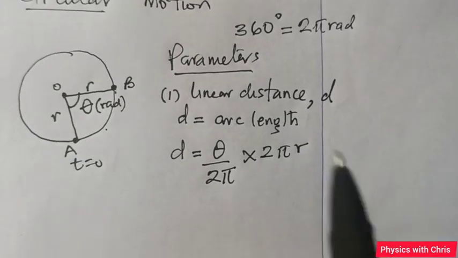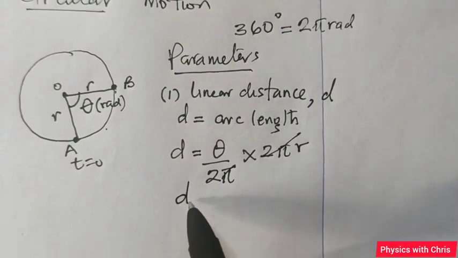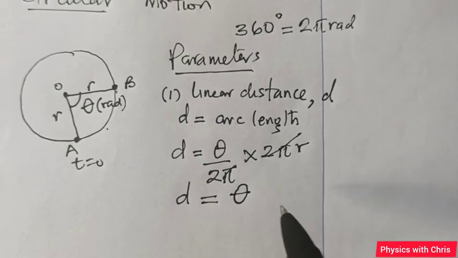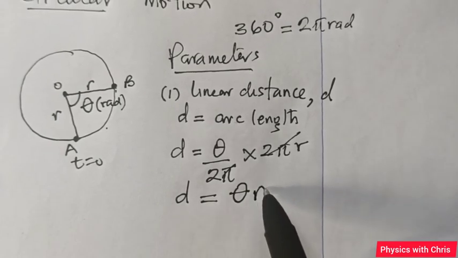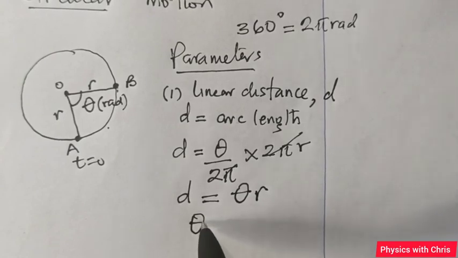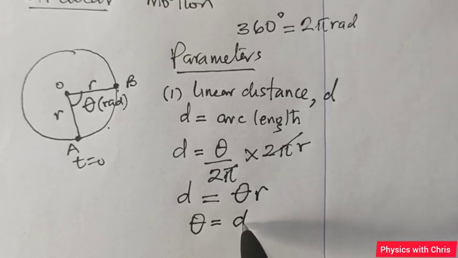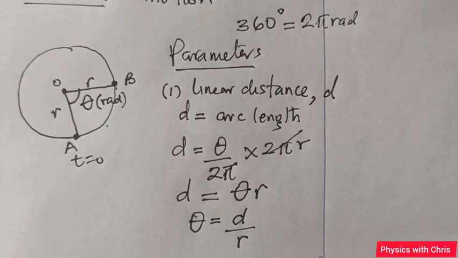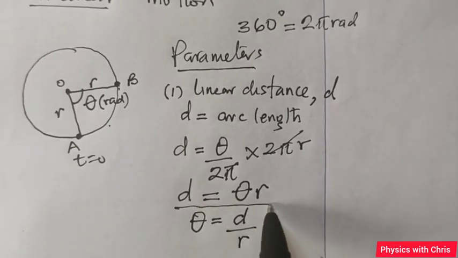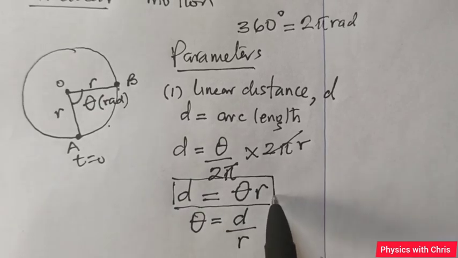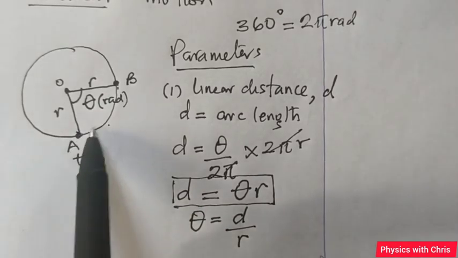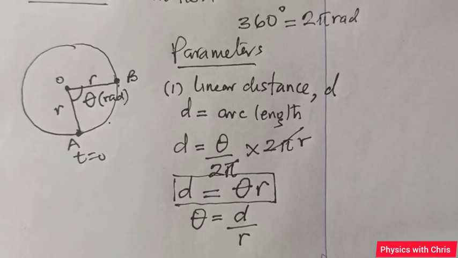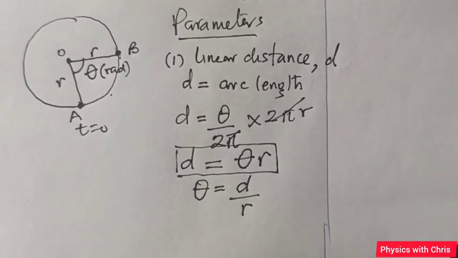Now we can cancel this so that the linear distance d equals the angular displacement theta, as we call it here, multiplied by the radius r. Or I can define angular displacement as the linear or arc length over what? The radius of the circle. But my emphasis is on this equation. That is to say, the linear distance covered from here to here is given as theta multiplied by r. And this theta again is the angular displacement.